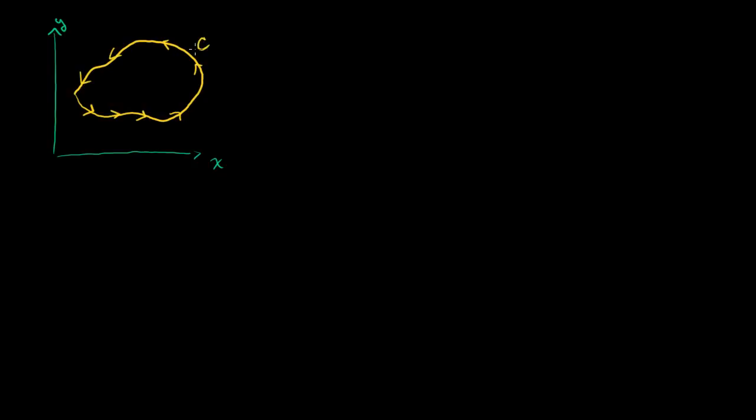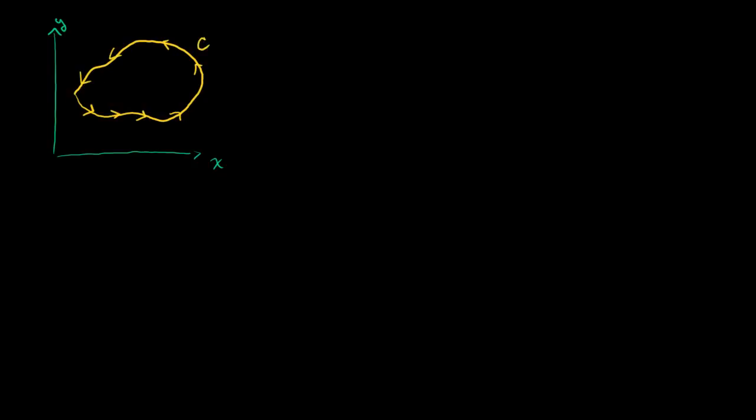Let's say we have a path in the xy plane. That's my y-axis. That is my x-axis. And my path will look like this. Let's say it looks like that. Just trying to draw a bit of an arbitrary path. And let's say we go in a counterclockwise direction along our path. We could call this path C.